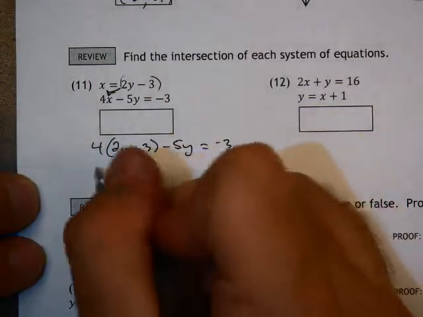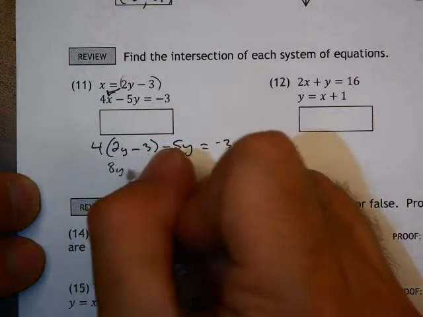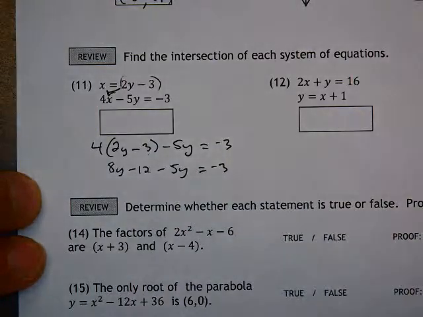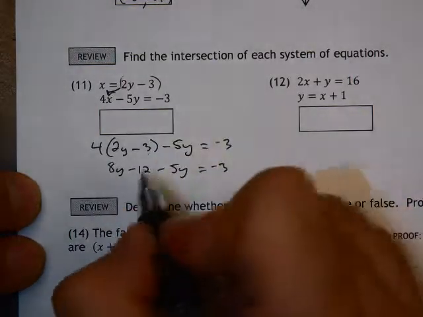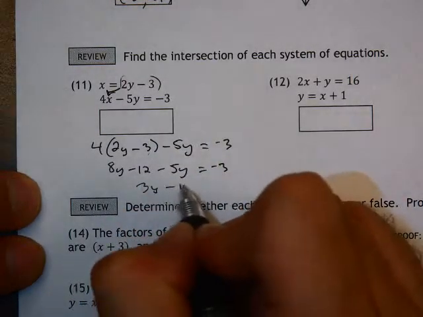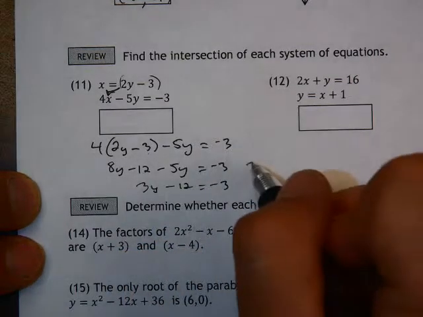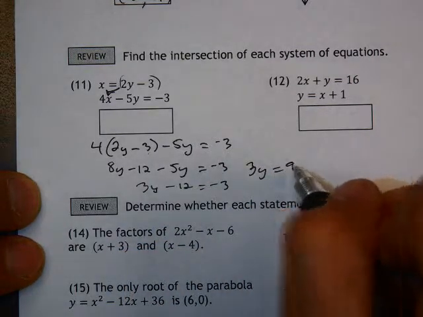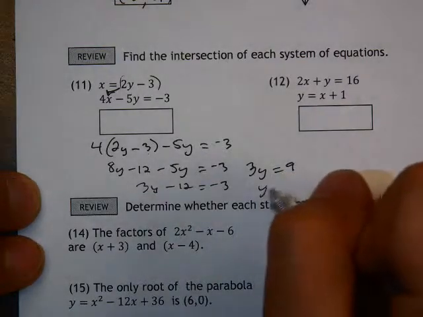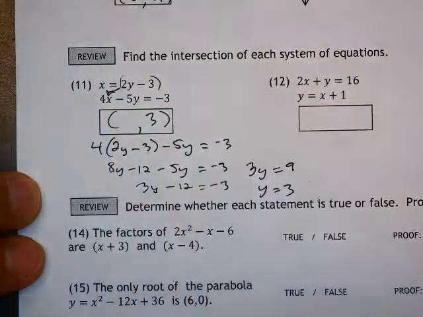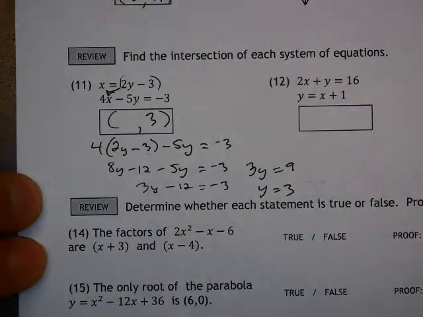I'm going to distribute the 4. I get 8y minus 12 minus 5y equals negative 3. I'm going to combine like terms. I get 3y minus 12 equals negative 3. I'm going to add 12 to both sides. I get 3y equals positive 9. Divide by 3, I get y equals 3. So I know the y coordinate for my solution is positive 3.